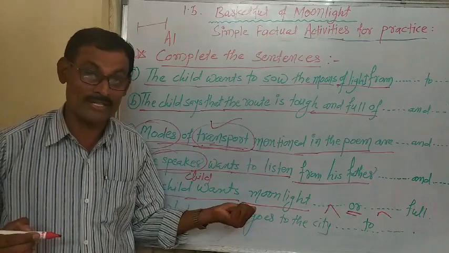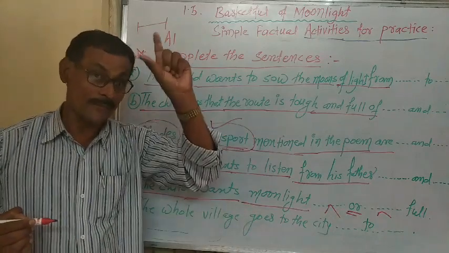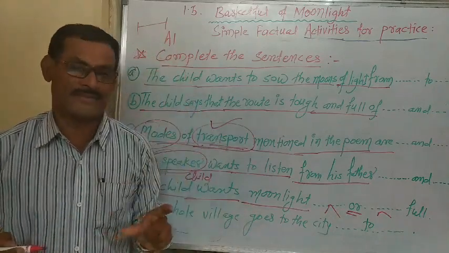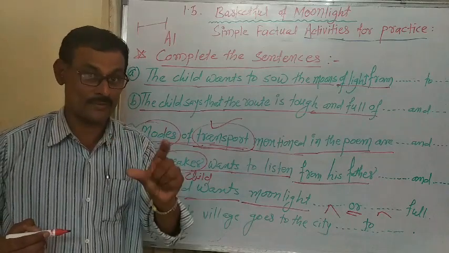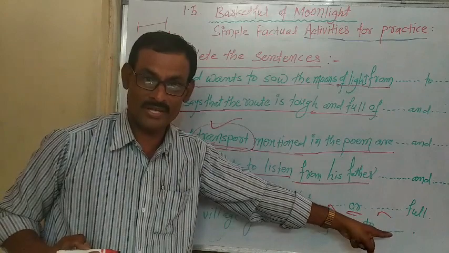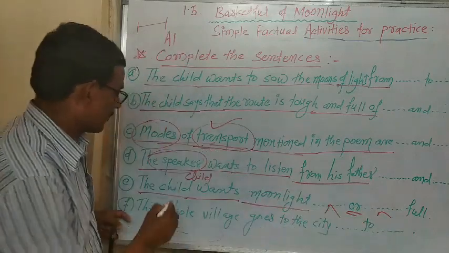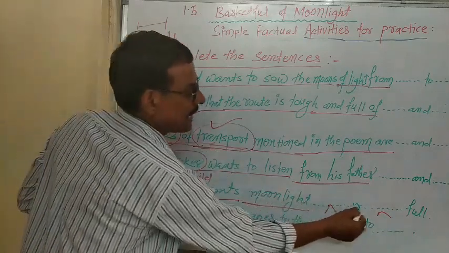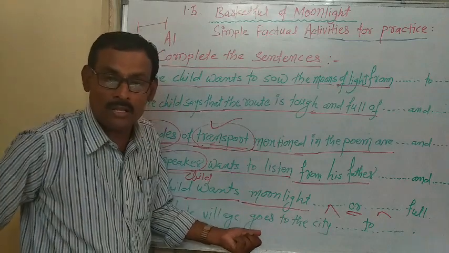You can easily find out in the first few lines, very few lines, the answer to complete the sentence. The child wants moonlight, dash dash or dash dash full.